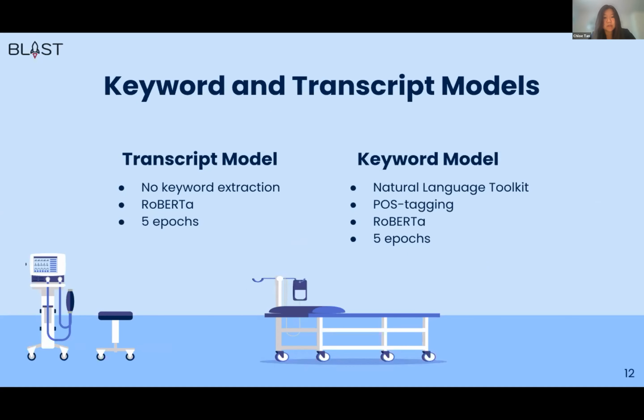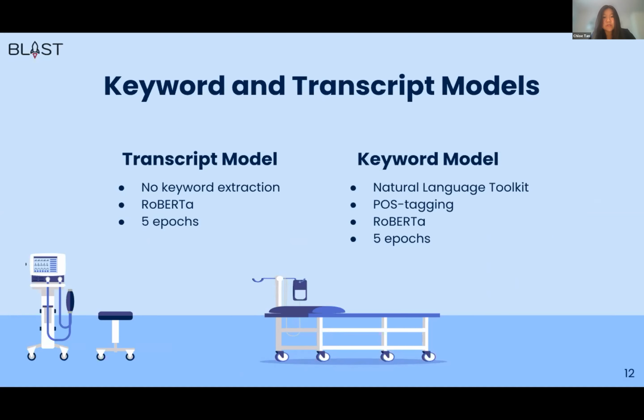So we do have 2 different models, although their frameworks are extremely similar. Both models use Roberta and the Roberta tokenizer. We ended up using 5 epochs for both models since this gave us the best results. However, the transcript model had no keyword extraction, meaning the entire clinical transcript was put into the model with no edits whatsoever, while the keyword model was fed only the keywords of each clinical transcript.